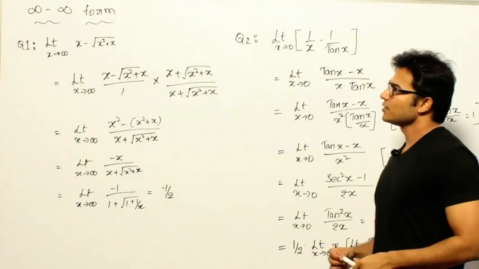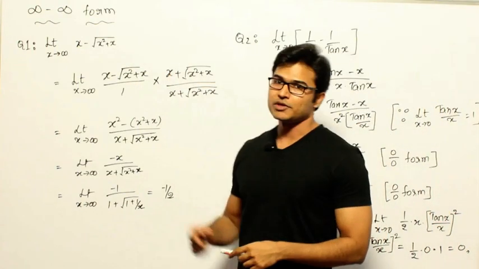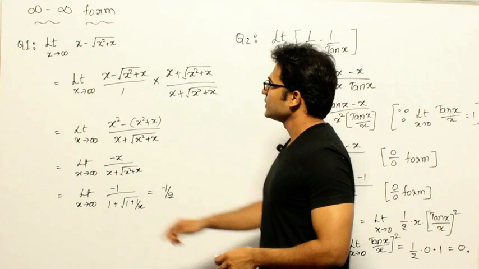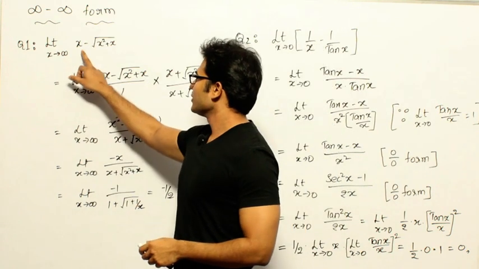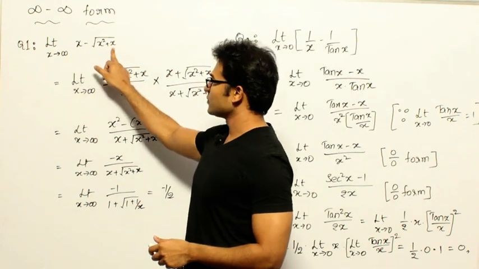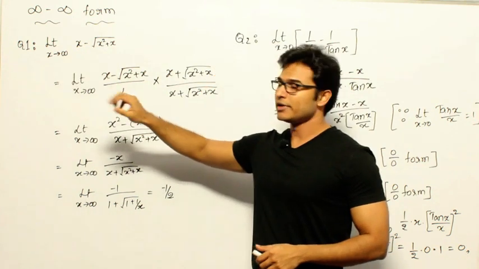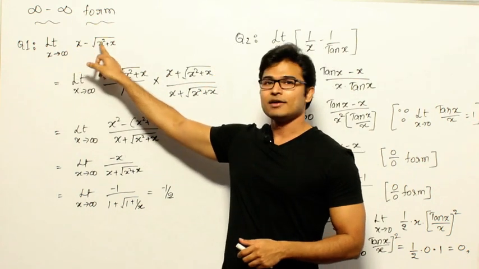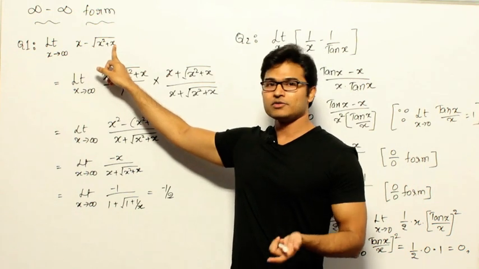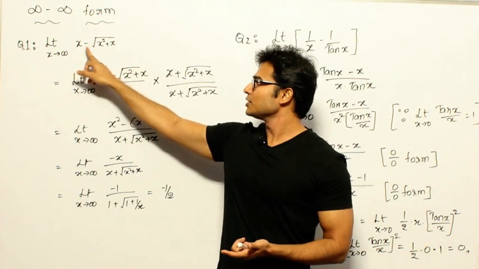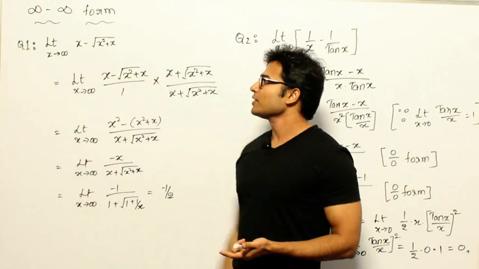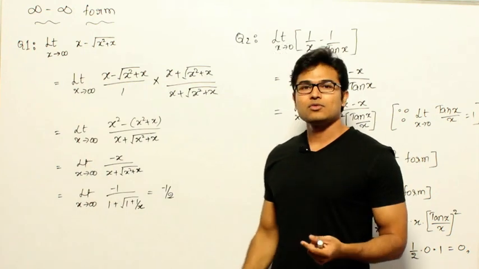Now let's look at some examples where we are going to have infinity minus infinity form. First one is limit x tends to infinity, x minus square root of x square plus x. Now in place of x, if you substitute infinity, you are going to get infinity minus infinity plus infinity, so again it is going to be infinity. So it is in infinity minus infinity form. Whenever you have such a form, you have to convert it.